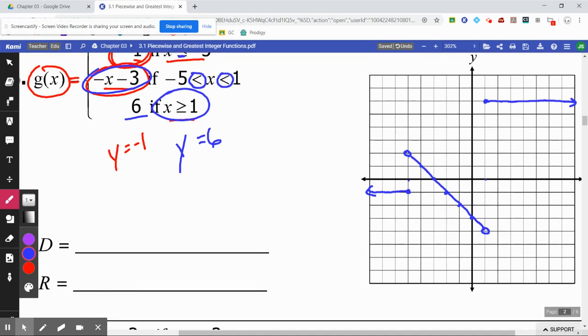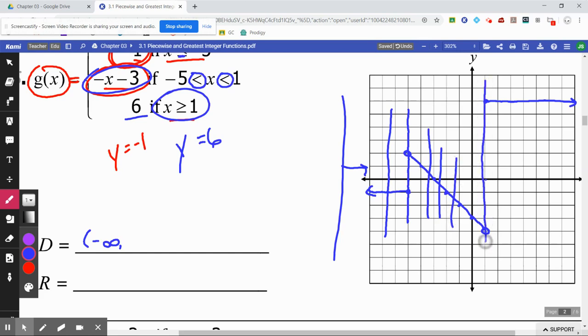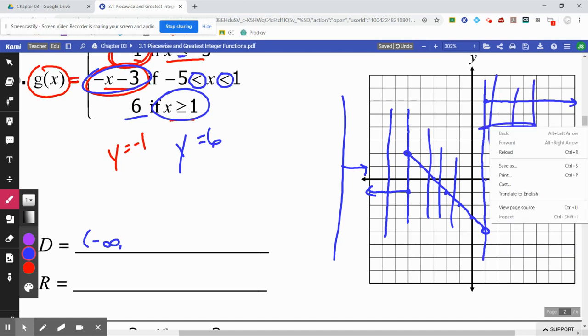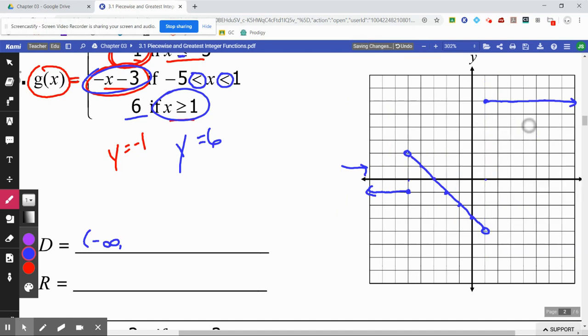Now let's talk about what my domain and range are. Okay, my domain, let's start over here and start tracking to the right. And I have graph everywhere from -infinity up to, you notice even here and here, I'm still hitting graph. I hit this point right here. Here, I'm still hitting graph. And even when I get to here, I still hit graph. And there's nowhere that there's a break in that graph. There is graph everywhere from -infinity to +infinity.